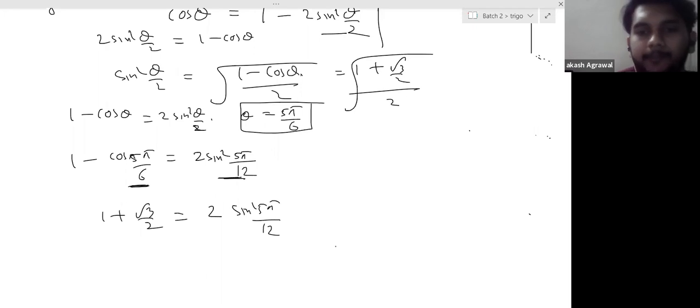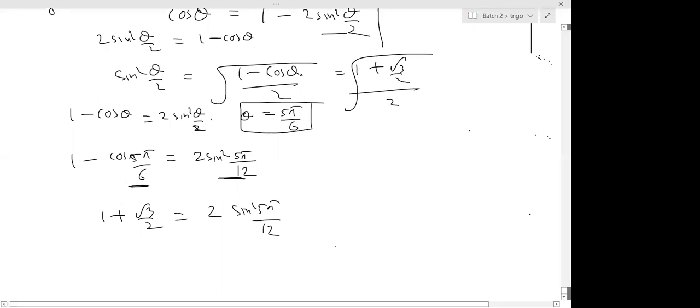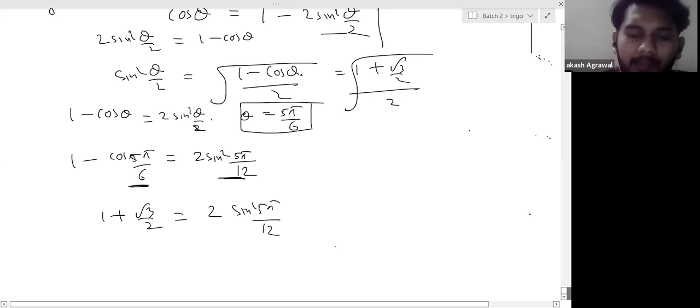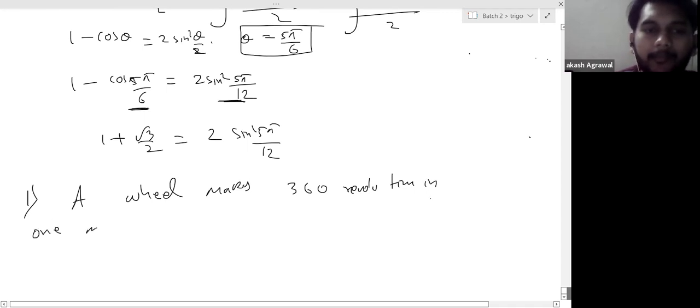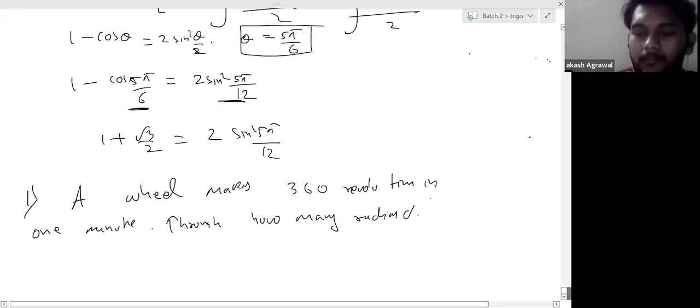Rahman, what was the next one? Sir, second one. A wheel makes 360. All right, write down the question. Everyone try to solve this one. A wheel makes 360 revolutions in a minute, in 1 minute. Right. Through how many radians does it turn in 1 second?